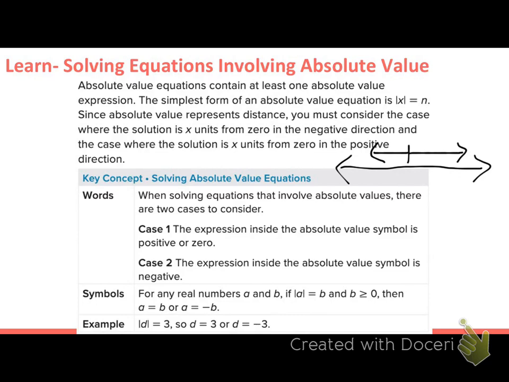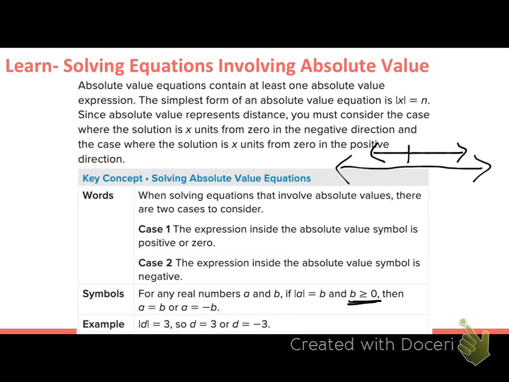When solving equations that involve absolute values, there are 2 cases to consider. Case 1: the expression inside the absolute value symbol is positive or 0. And case 2: the expression inside the absolute value symbol is negative. So here it is explained with symbols and an example. For any real numbers a and b, if the absolute value of a equals b and b is greater than or equal to 0, that's a key stipulation right there.